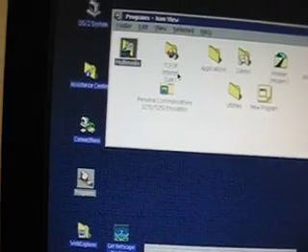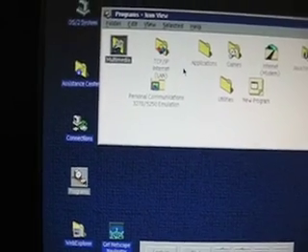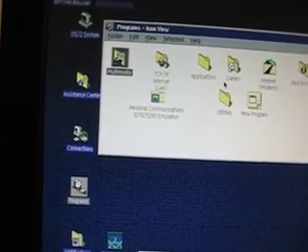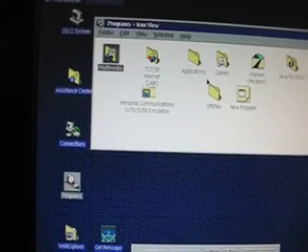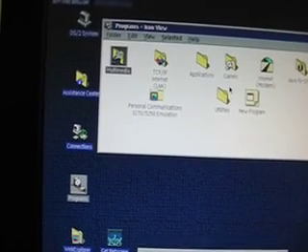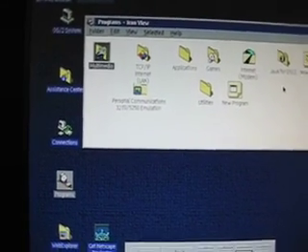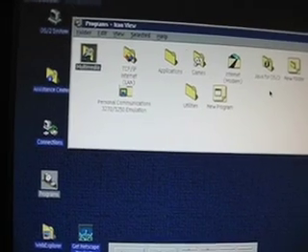TCP/IP is a very big issue here. I have no idea why it requires so much software and shortcuts and stuff. But I guess it was an important thing back then.